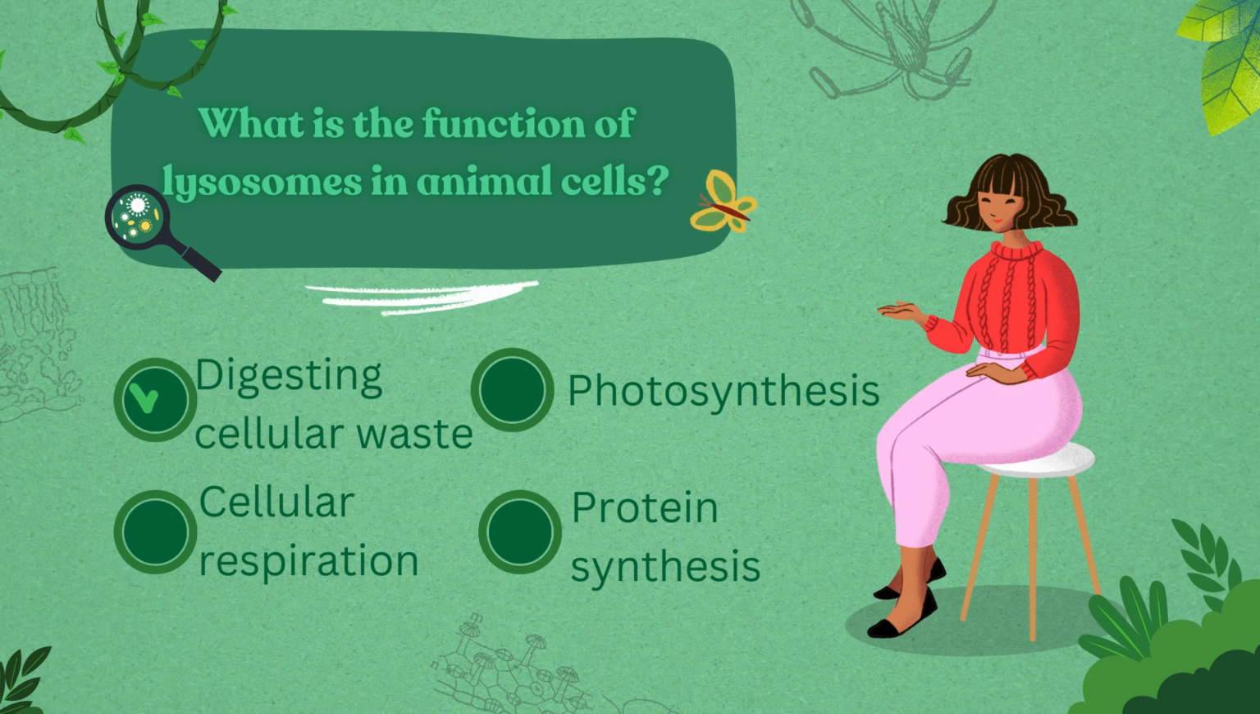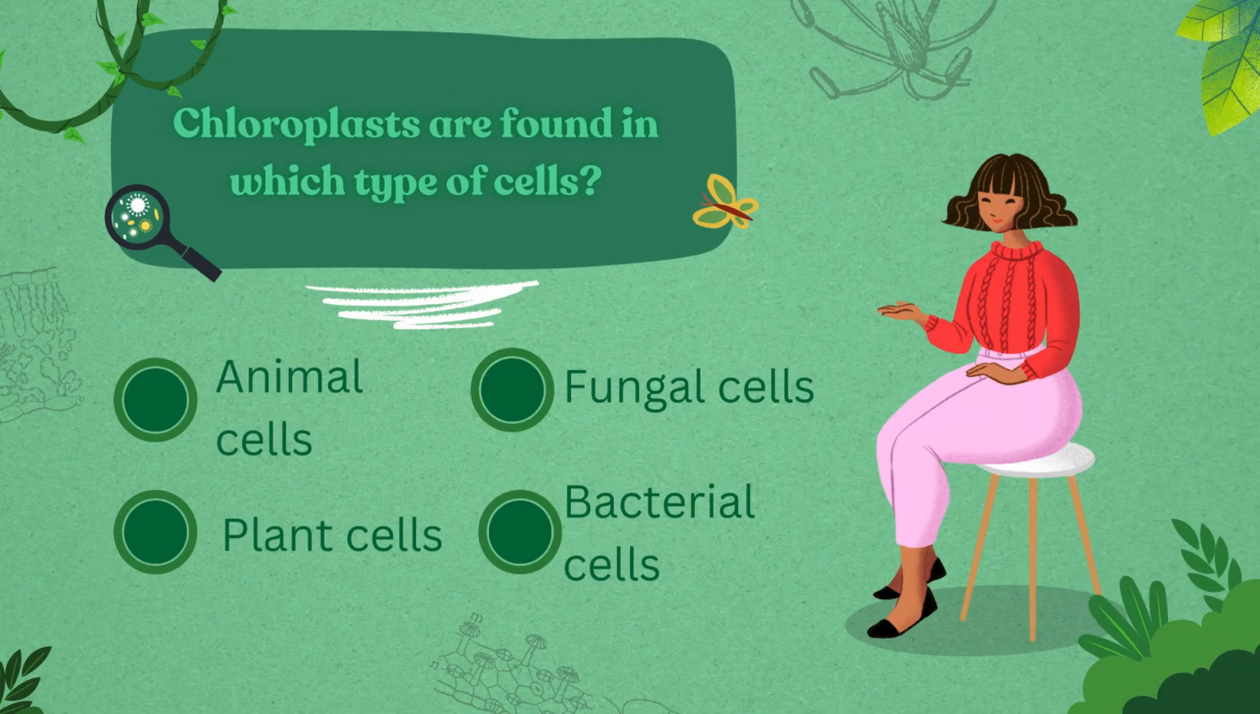Chloroplasts are found in which type of cells? Animal cells, plant cells, fungal cells, bacterial cells. Answer: 2. Plant cells. The genetic material of a eukaryotic cell is contained within which organelle?